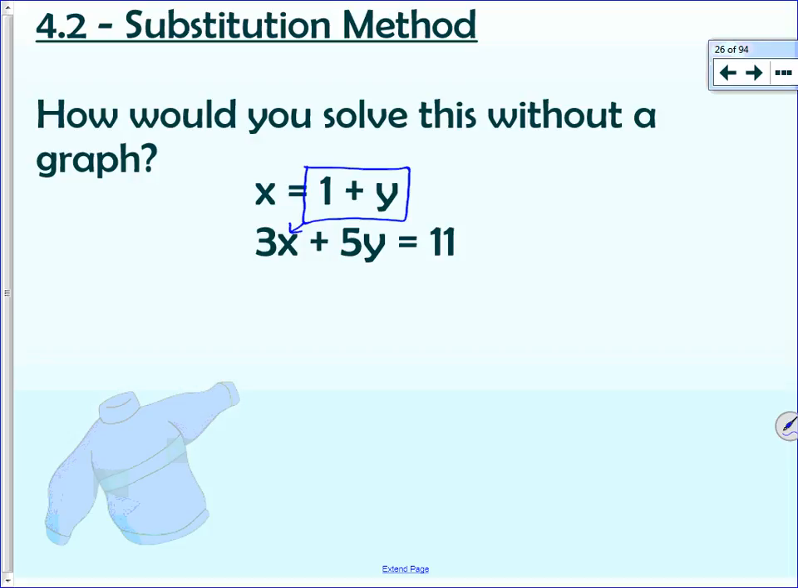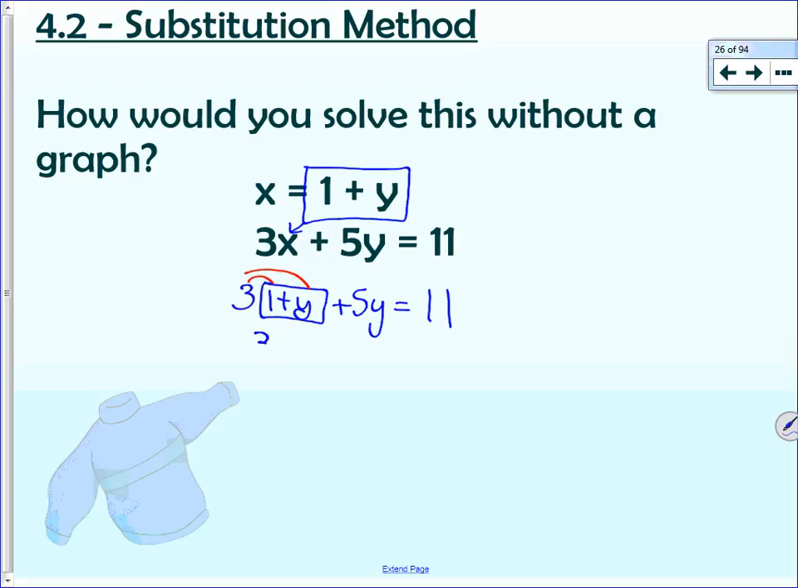So I'm going to rewrite this equation, but instead of writing 3x, I'm going to write 3 and then 1 plus y. So I rewrote the second equation, but instead of writing x, I wrote what x equals. The reason I did that is now I have one equation with one variable. And if you have one equation with one variable, you can solve. And so the box is just like a parentheses. So I can distribute.